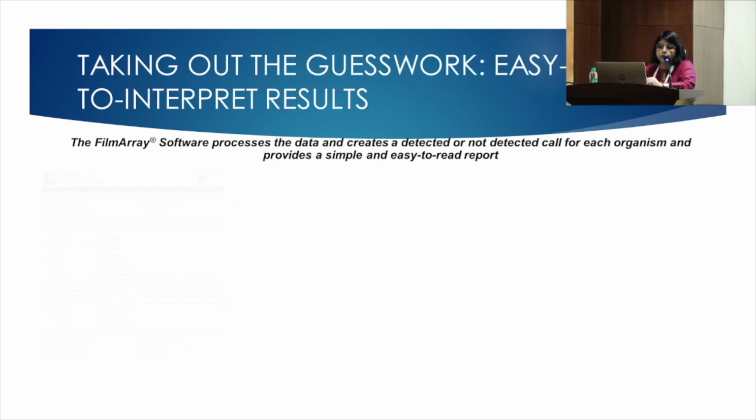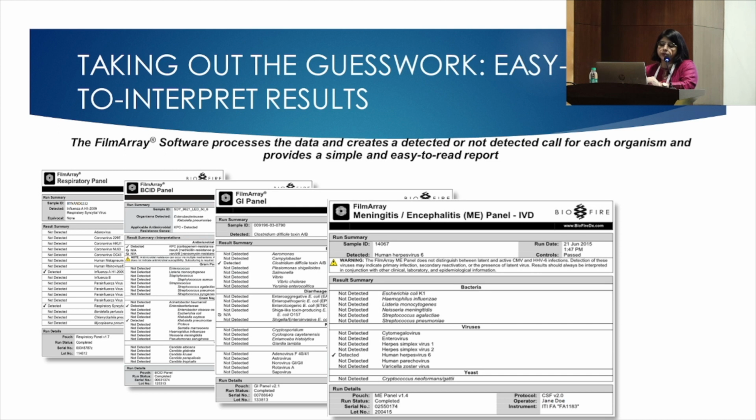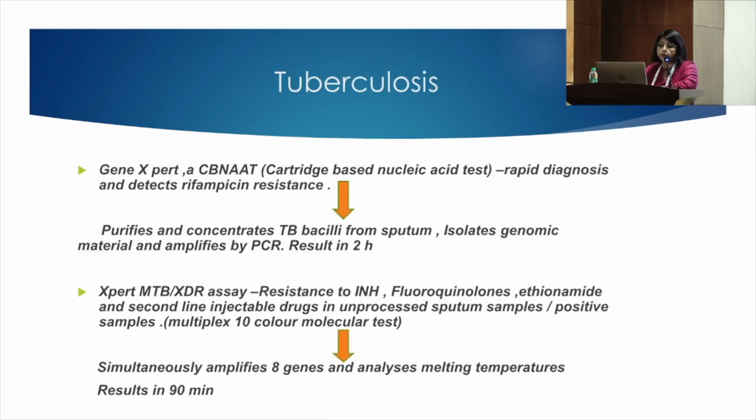So you can have a respiratory panel, GI panel, meningitis panel. It can also detect the resistance genes. That is the advantage with this. This, I think I'll skip this.